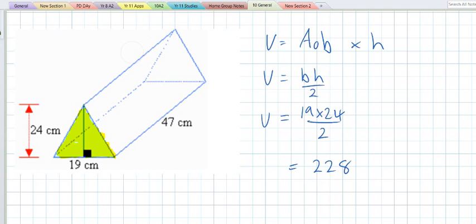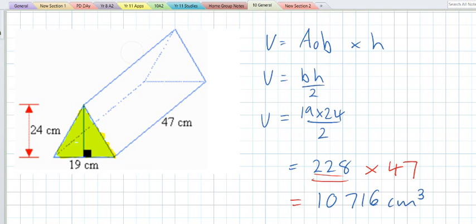Yep. That is the area of the base, and then we multiply it by the height, which, as both Kelly and Demir said, is 47. Giving us a huge number of 10,716 centimeters cubed as the volume. It's a huge number. It is.